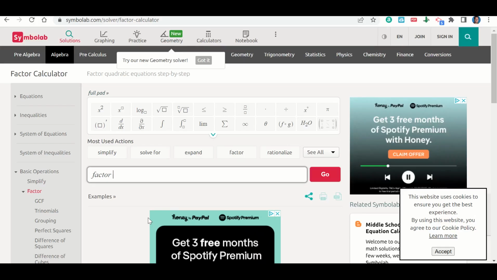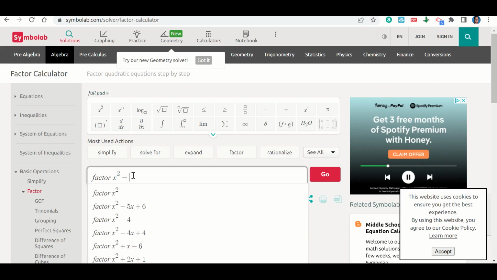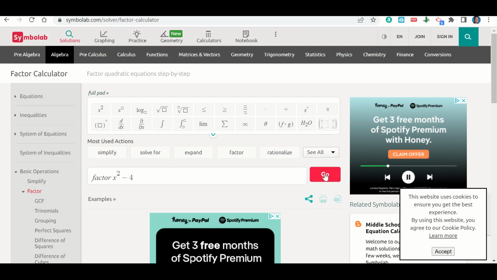Let's talk now about how we can use the Symbol Lab factor calculator to factor polynomials. So if you notice, I am on Symbol Lab, and it does say that this is the factor calculator. So when you do that, the word factor should already be here. And now I'm just going to put in the equation that I want to factor. So let's say it's x squared minus 4. So that's what I'm going to put in, and I'm going to go ahead and click go.